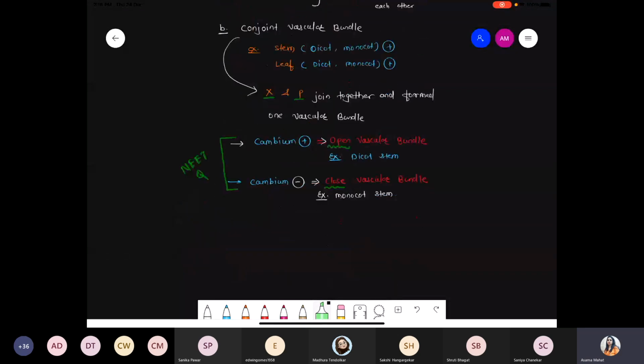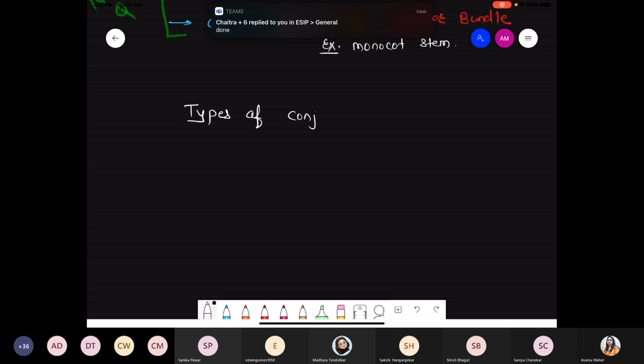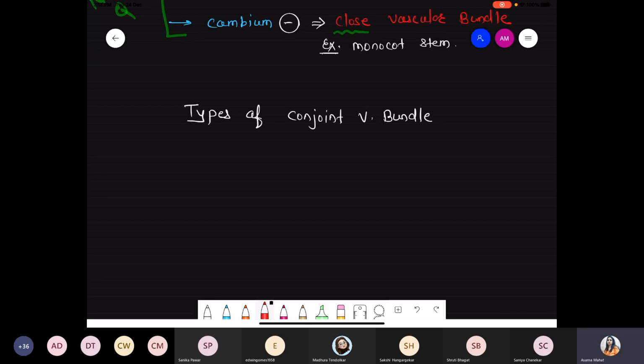Next part we are talking about types of conjoint vascular bundle. Continue with the second point. Conjoint vascular bundle basically has two types. Number one, collateral conjoint vascular bundle. First one, collateral conjoint vascular bundle.